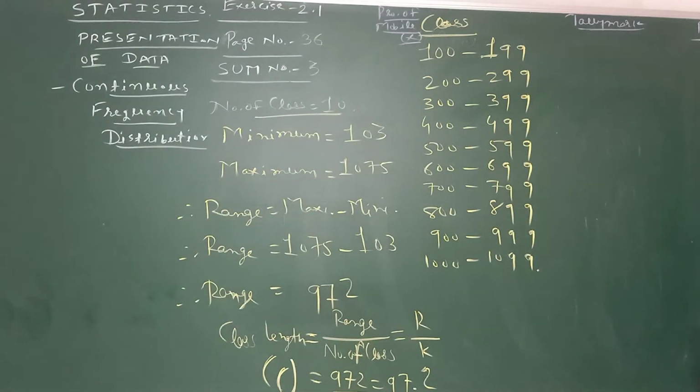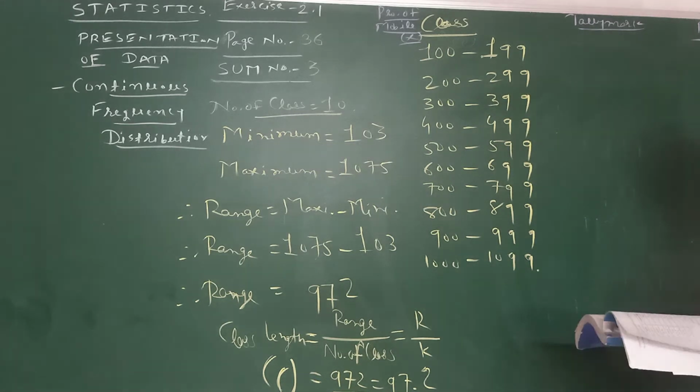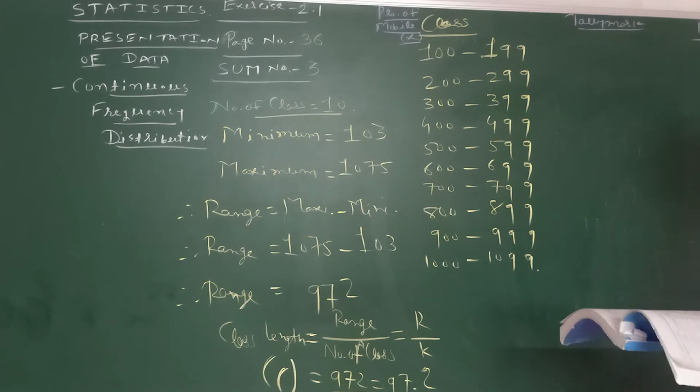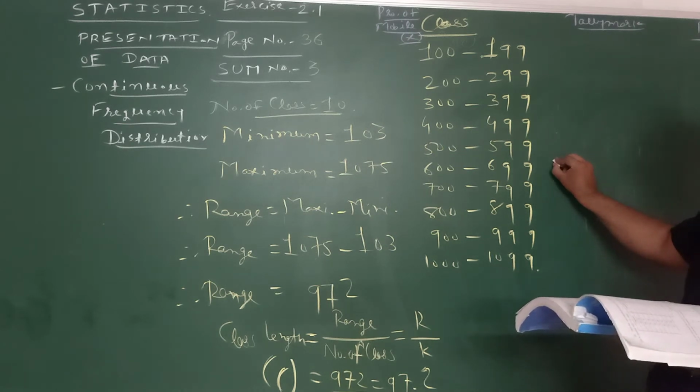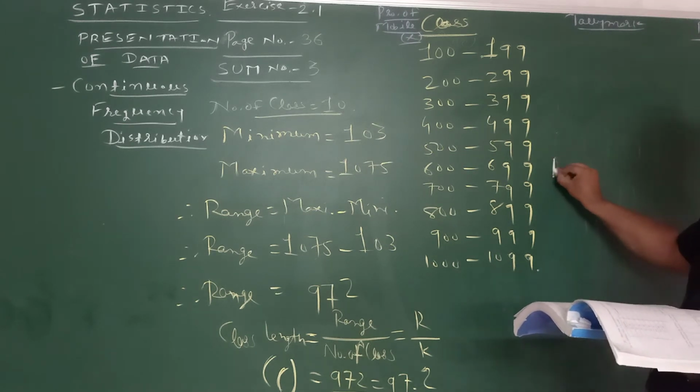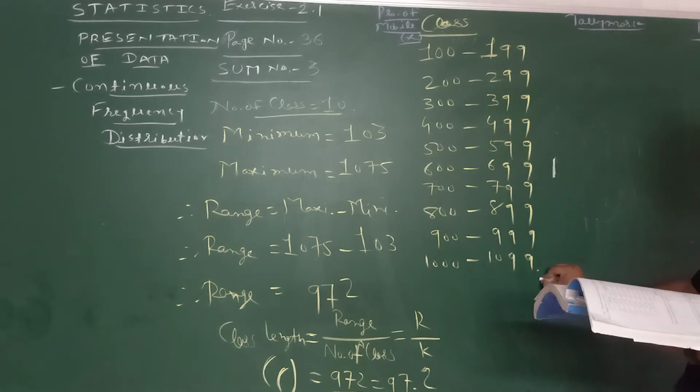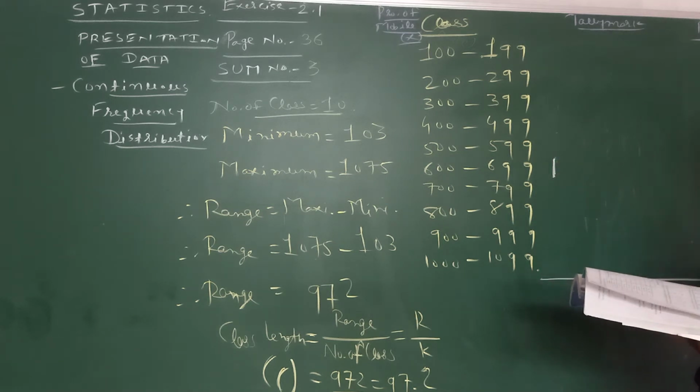Students, now we do the tally mark. We take tally marks one by one, row wise, not column wise. That's why it becomes easy. The first is 699. 699 comes in this particular class.